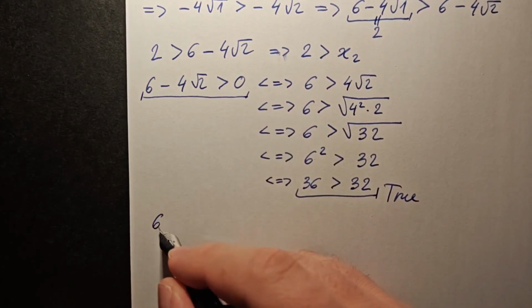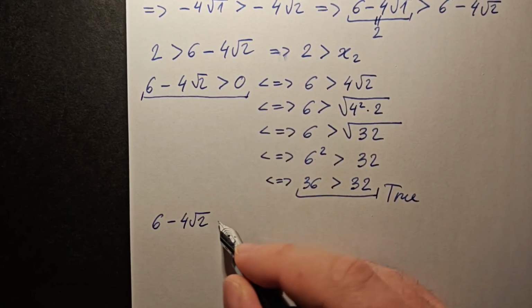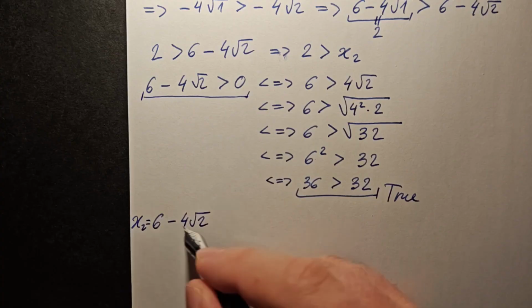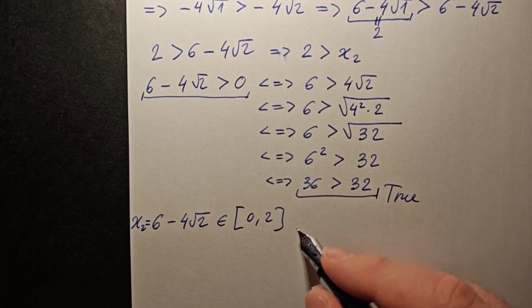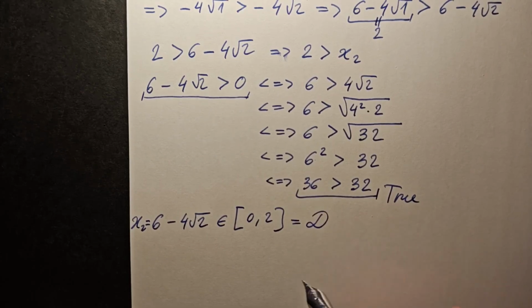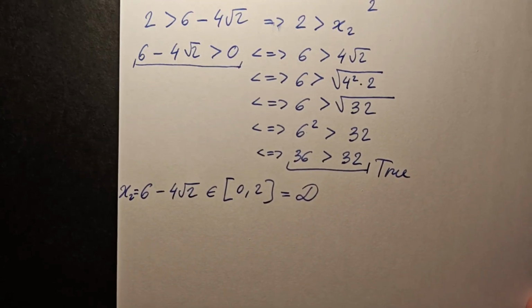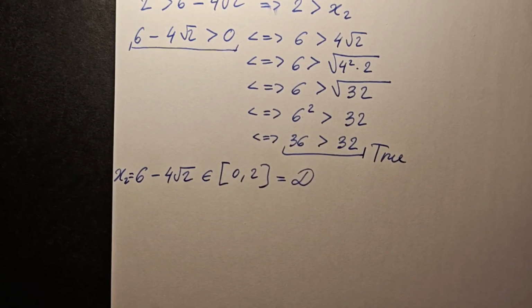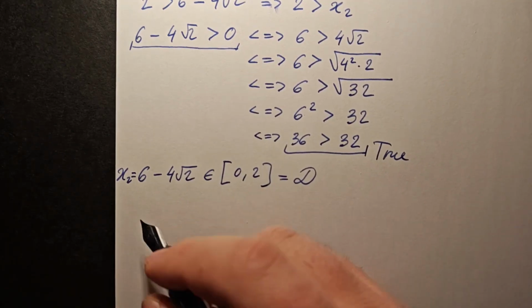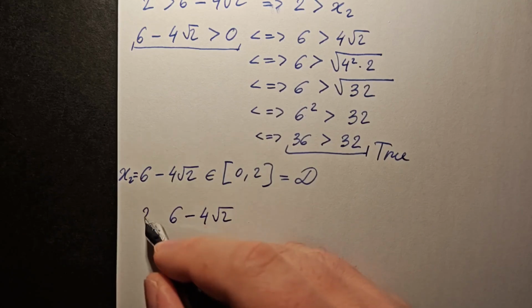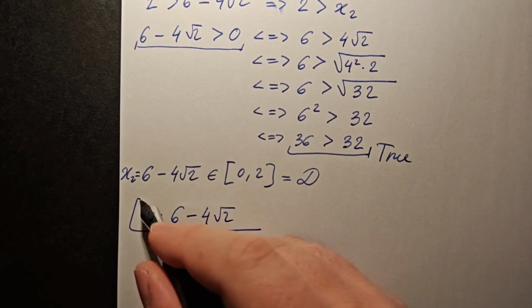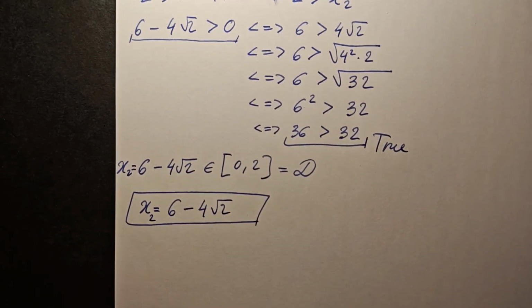So that means that 6 minus 4 square roots of 2, our solution x2, is in fact inside the interval from 0 to 2, which is the area of definition of our equation. And that means that this number x2, 6 minus 4 square roots of 2, is the solution of our problem.